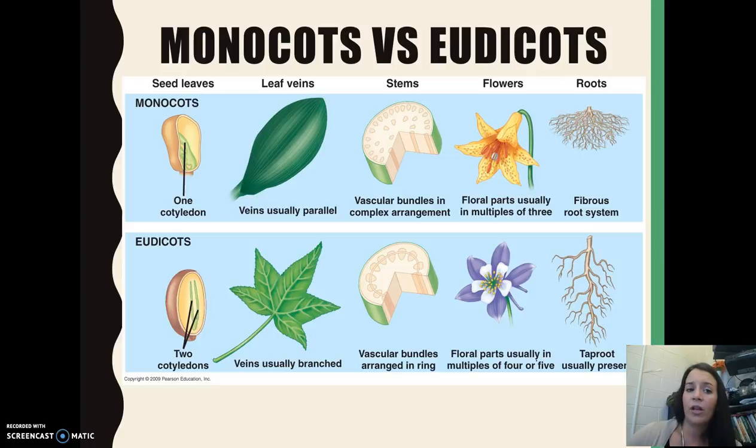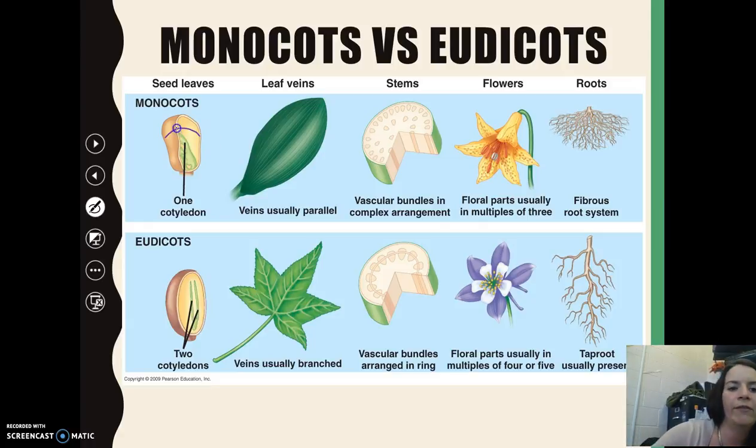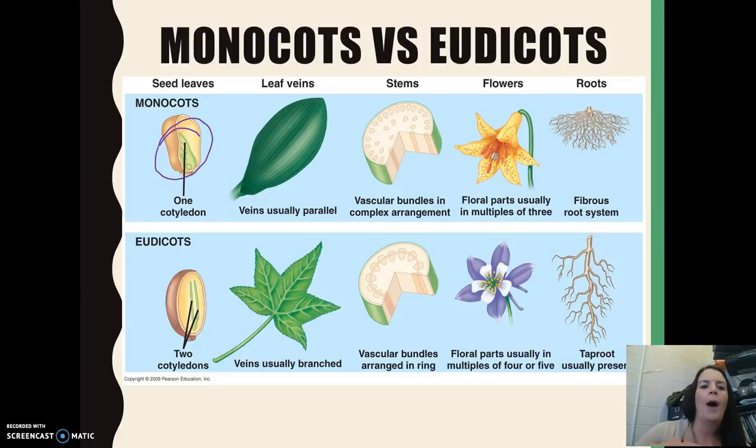Now, monocots and eudicots, these are relating to seeds and how they develop. Cot as in cotyledon, which is the little leaf you see here developing. Mono, as you could guess, meaning one, there's one cotyledon, and eudicots, there's two. There can also be more than two, but we're just going to go with two.